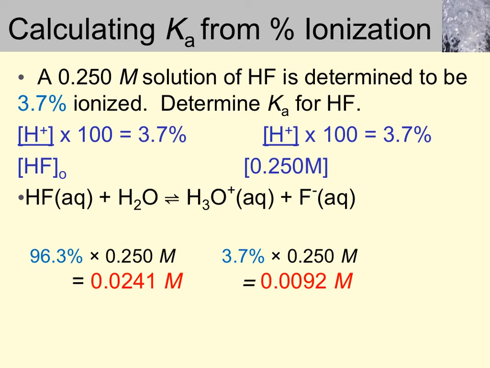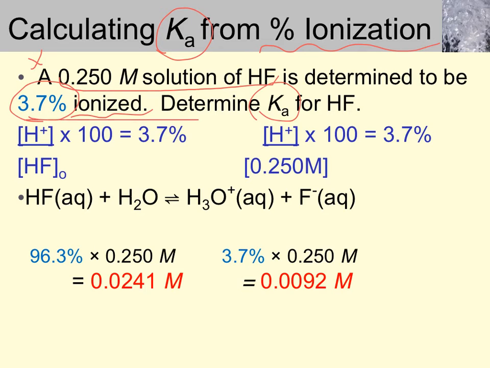So here's a sample problem that asks you to calculate Ka, the equilibrium constant, given the percent ionization. So here's a typical problem. A 0.250 molar solution of a weak acid, hydrofluoric acid, is 3.7% ionized. Find Ka for hydrofluoric acid. So basically, if percent ionized is in there somehow, you want to use the formula for percent ionization. Okay, so remember what that is.